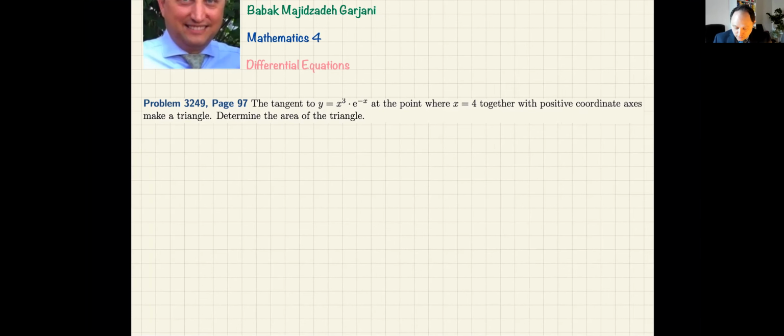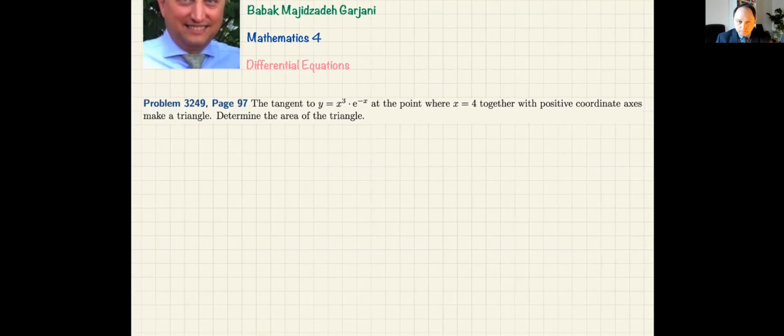It's not hard, but I want to give you a little bit of time first to solve this problem yourself. Okay. Problem 3249, page 97. So let me read the question. The tangent to this curve, y equals x to the 3 times e to the power minus x, at the point where x is equal to 4, together with the positive parts of the coordinate axes, make a triangle. Determine the area of the triangle.